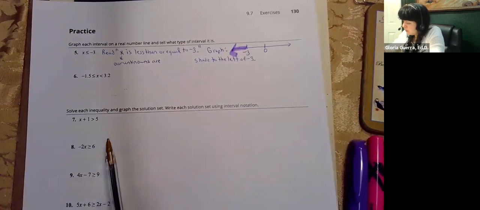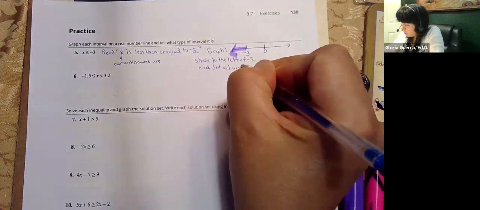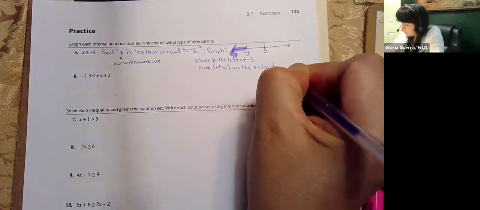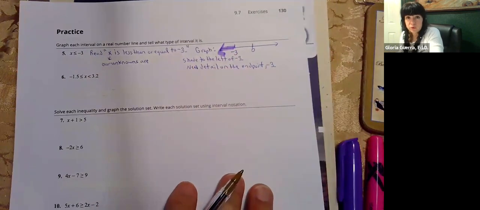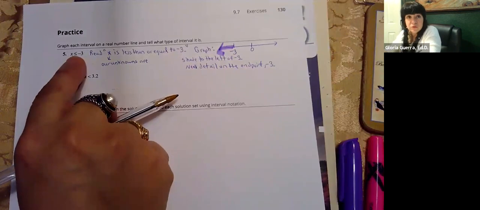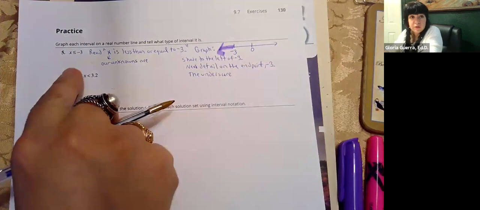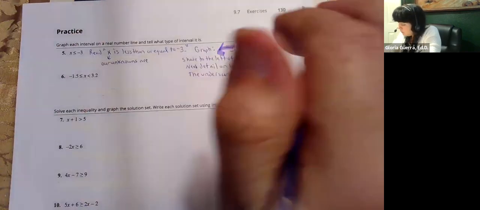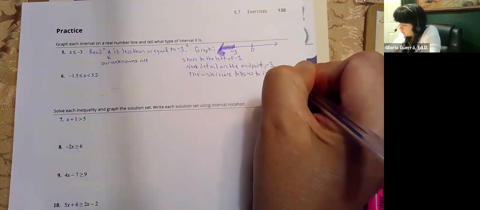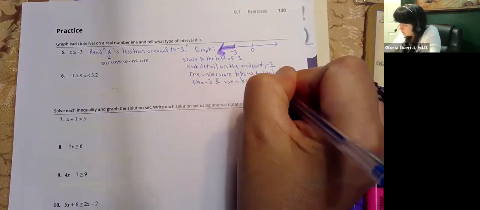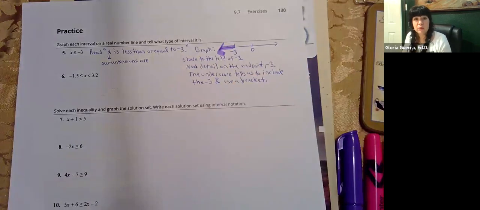And then we also need some detail on the endpoint -3. Do you go with a bracket or do you go with a parenthesis? If you look at the underscore, see a little line underneath the inequality? The underscore tells us to include the -3 and use a bracket, not a parenthesis. I'm going to use a bracket on that -3.